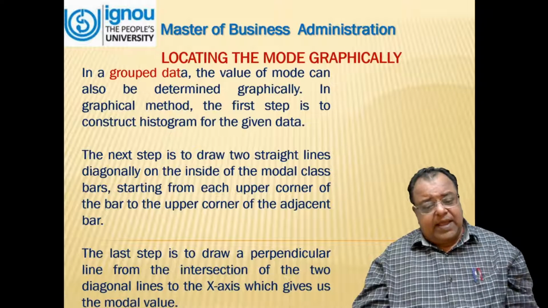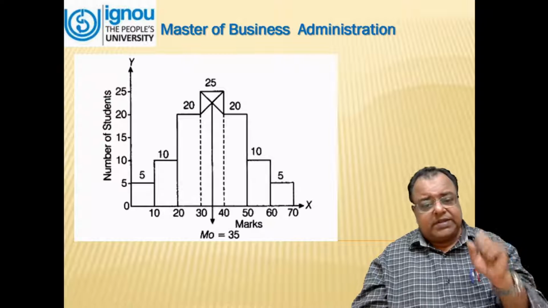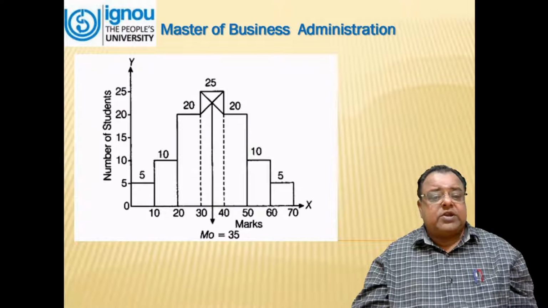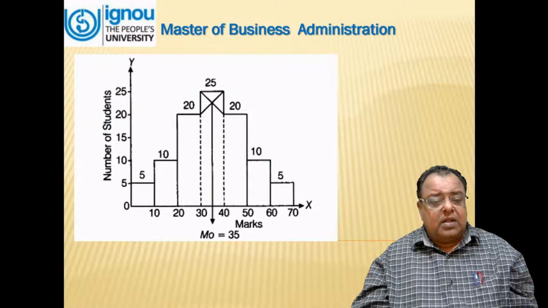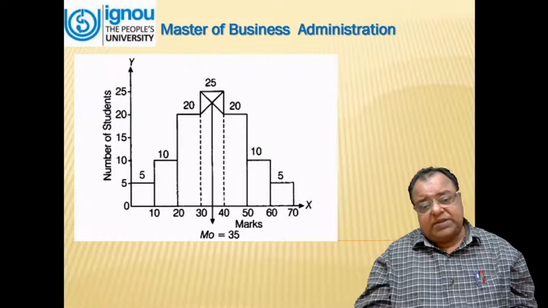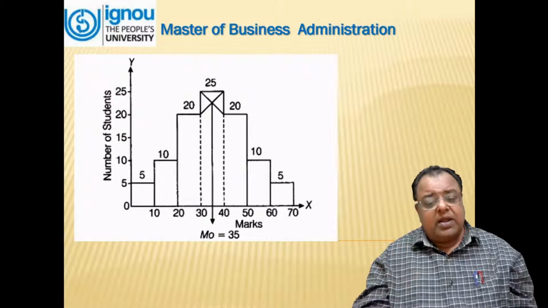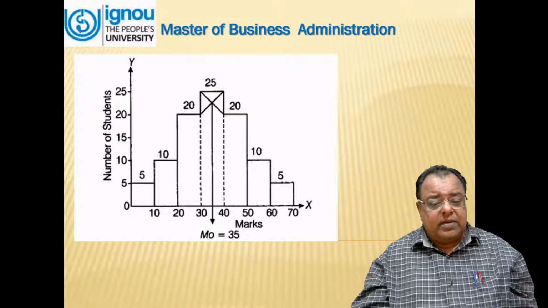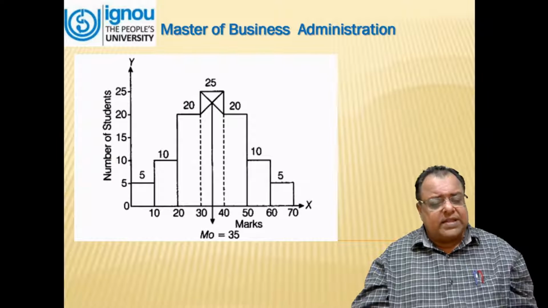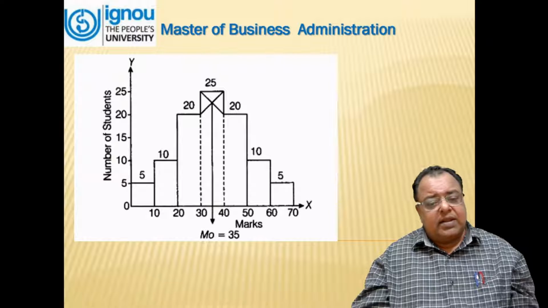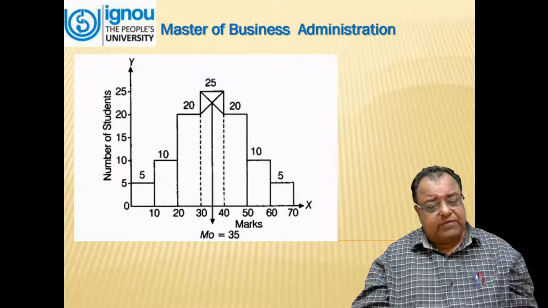So similarly, you can see that we have drawn the top corners. The next step is to draw lines on the middle three histograms, and at the point where these two lines coincide, we have drawn a line. In the last step we draw a perpendicular to the x-axis, which meets at somewhere around 35. So we can say that graphically the mode of this data is 35.